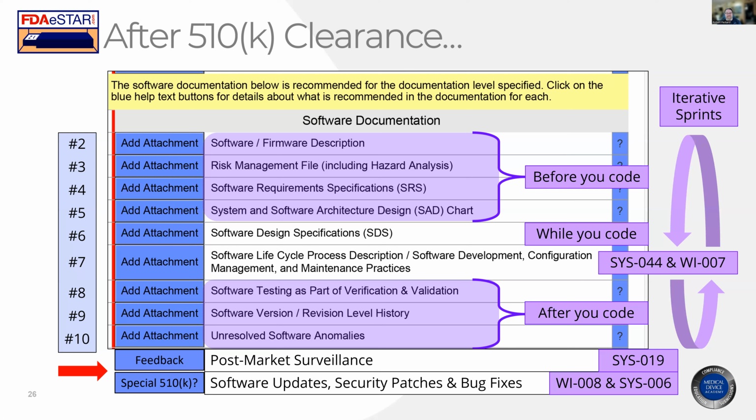It's SYS 19 for post-market surveillance. Work instruction 8 is the new work instruction for cybersecurity incident policy or response policy. And then we also have SYS 6, which is change control.